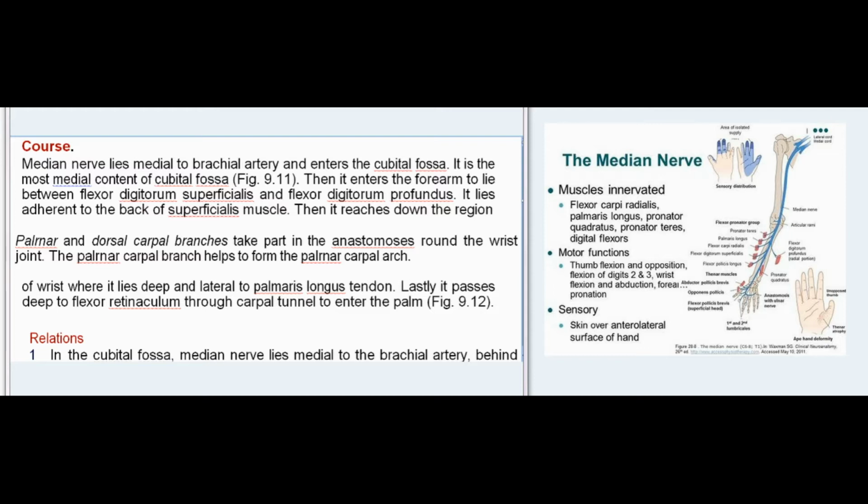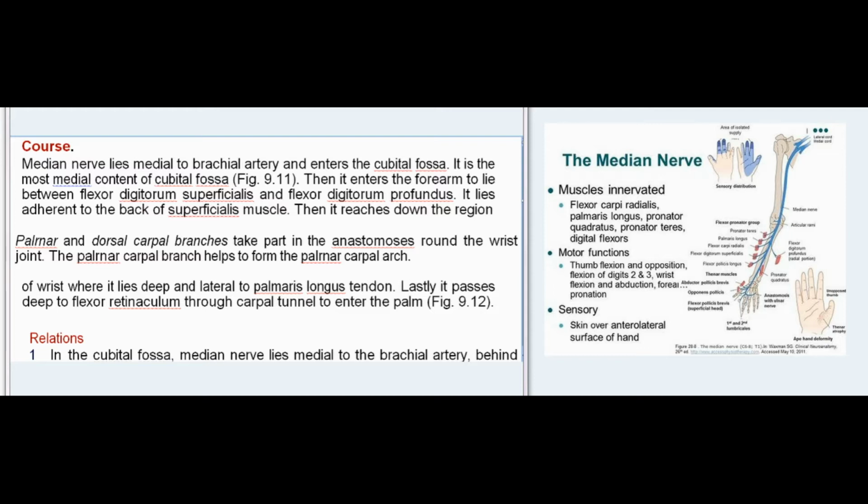The palmar and dorsal carpal branches take part in the anastomosis round the wrist joint. The palmar carpal branch helps to form the palmar carpal arch of the wrist, where it lies deep and lateral to the palmaris longus tendon. Lastly, it passes deep to the flexor retinaculum through the carpal tunnel to enter the palm, Fig 9.12.